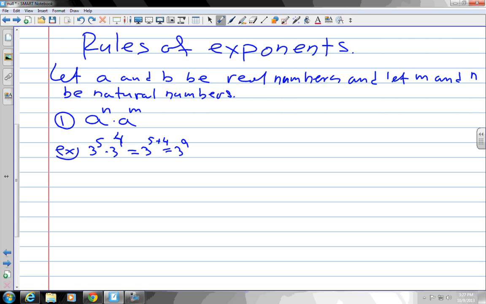I want you to convince me that that's what you have to do. Why do you think that rule is there? Why do we add exponents? I'm not sure what you're trying to say.